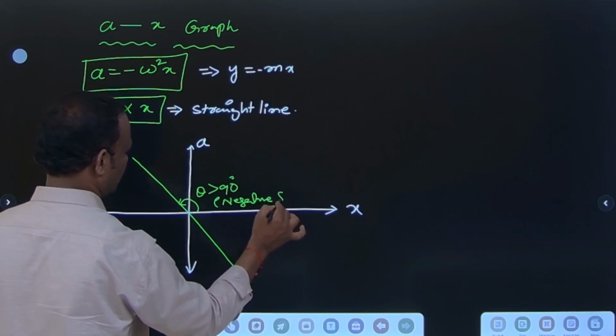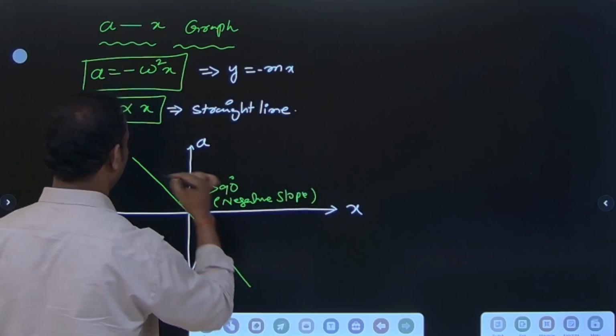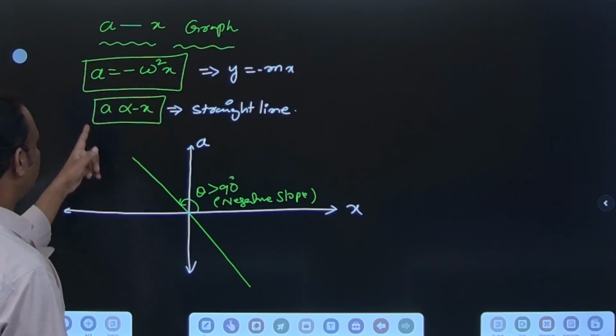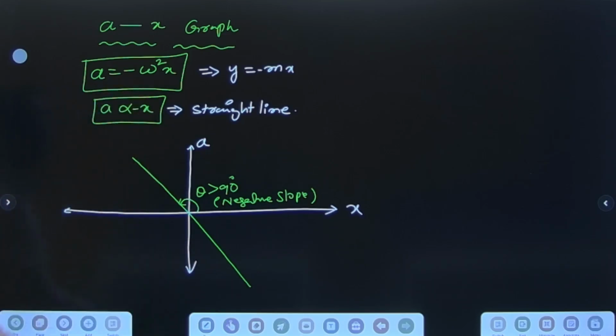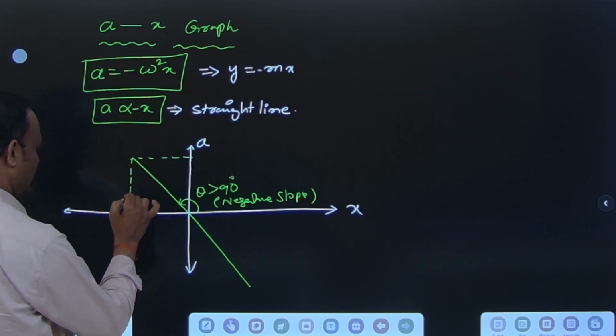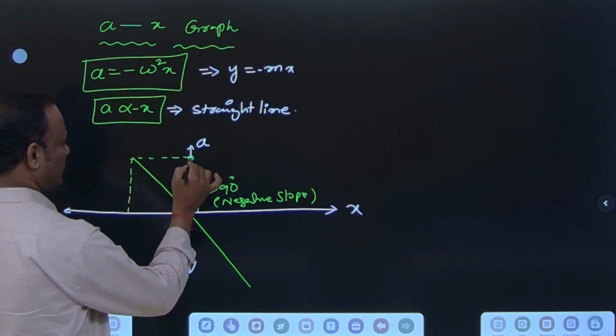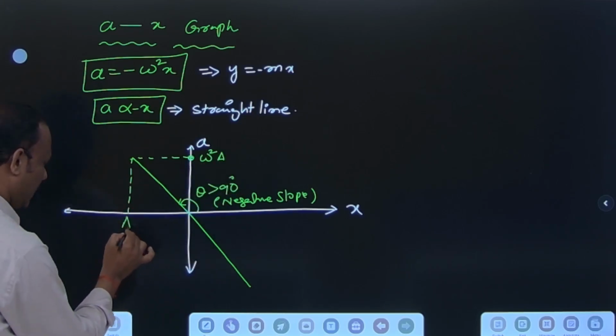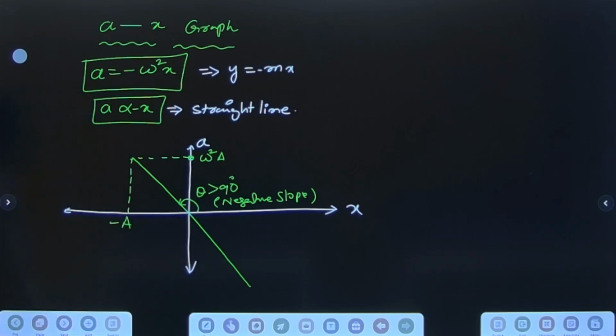Negative slope. So what's your answer? A is proportional to minus x, so A is equal to minus omega square x. A is proportional to minus x. The graph should be like this. So it gives the maximum values for this. If you take its coordinates, what is this value here? Omega square A. Amplitude, left side minus.